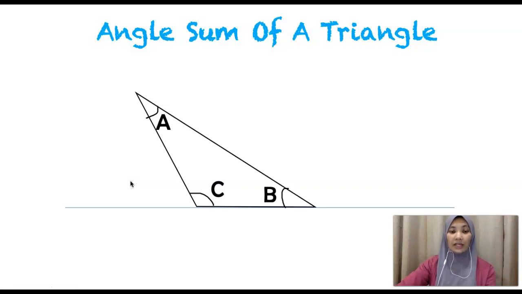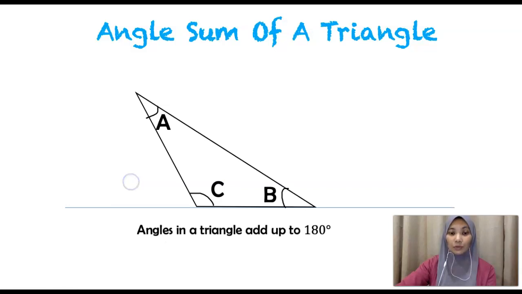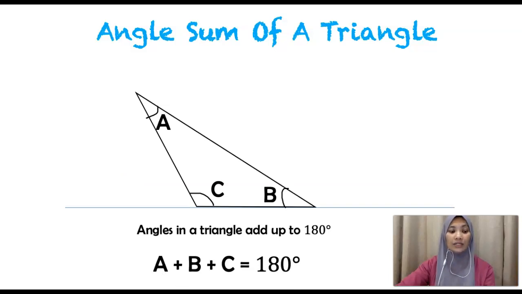The three interior angles always add up to 180 degrees, which means A plus B plus C equals 180 degrees. It is important to note that this angle rule that we learned today works for all types of triangle, whether it is a right angle triangle, an isosceles triangle, equilateral, or a scalene triangle.